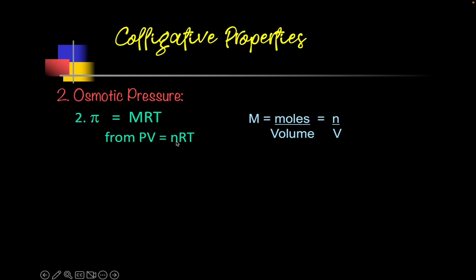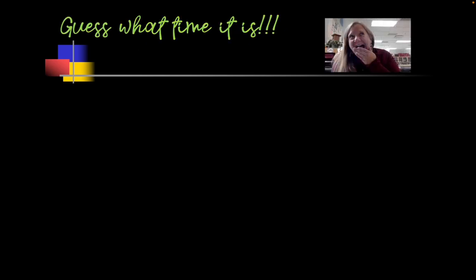So V and n can drop out. And then we just have pressure or osmotic pressure on this side. And so you can see that this is another application of where moles come back. And since moles come back, guess what else comes back?